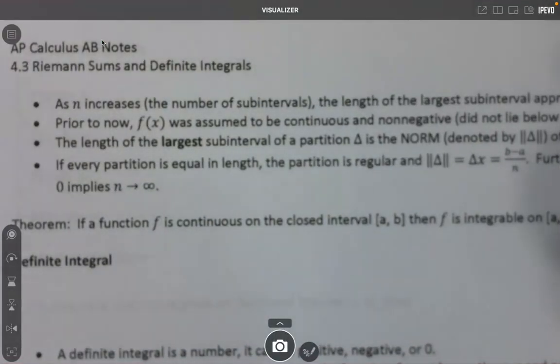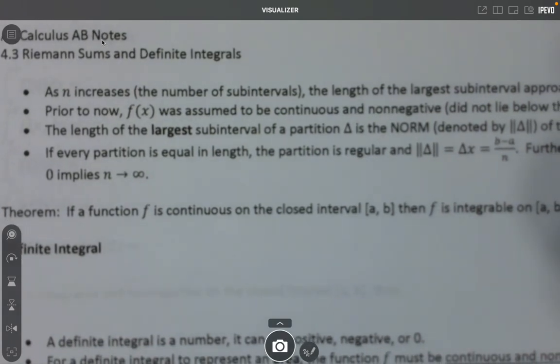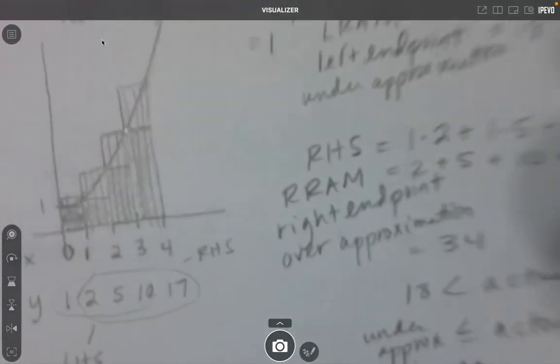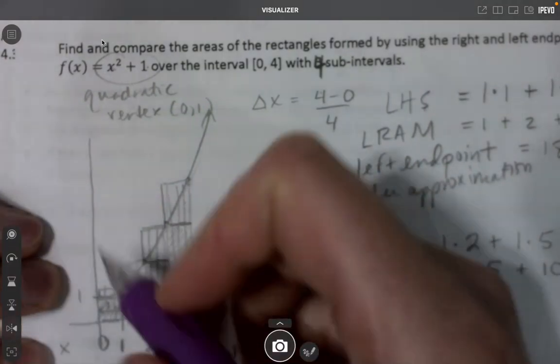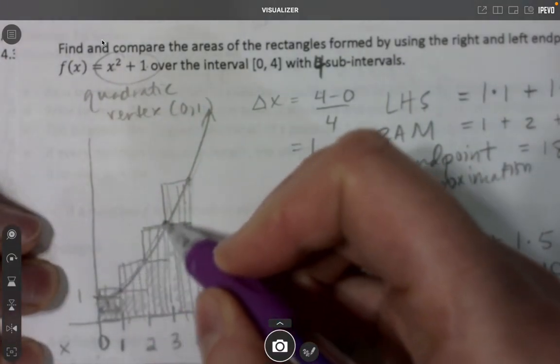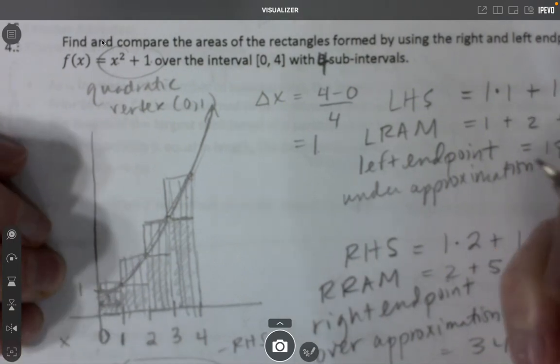We're doing our calculus AB notes for 3 Riemann sums and definite integrals. Thinking back to what we did the last couple of days, if I go to the rectangles, we were drawing these Riemann sums. So we were taking this area under a curve and approximating it by using rectangles, okay?